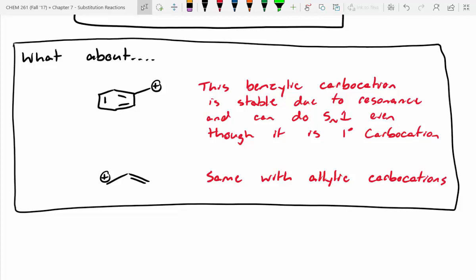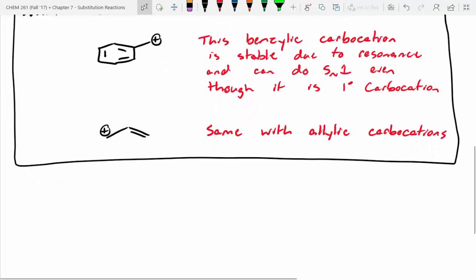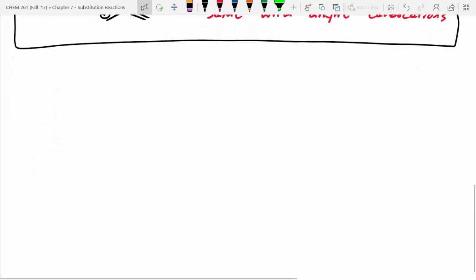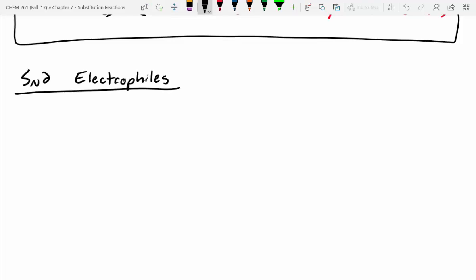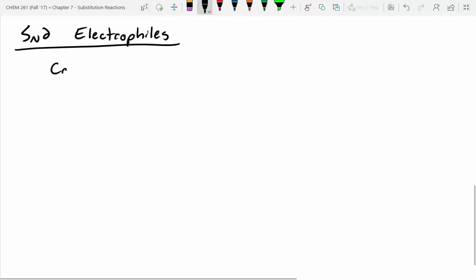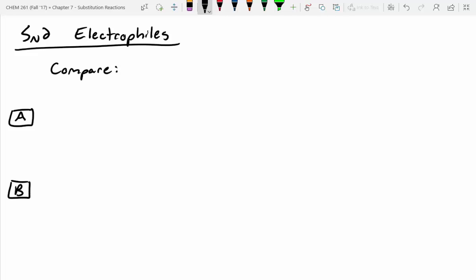All right, so let's do the same sort of thought process with Sn2 reactions. And again, a lot of this gets very abstract and conceptual, so feel free to stop me if this doesn't make sense. All right, Sn2 electrophiles. Let's compare two different reactions. In fact, I'm going to do the same two just to keep things consistent. And that'll also be a big hint.